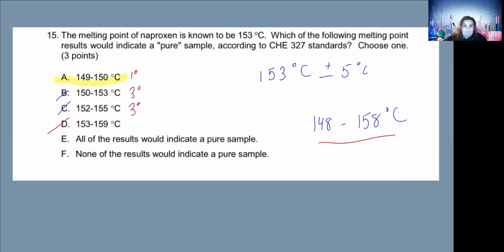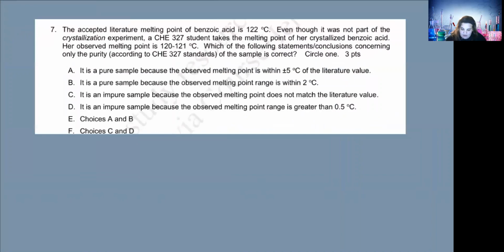Let's keep going. This question, I believe this is a repeat question, but let's roll with it anyways, right? So go ahead, try it out, and then we'll do it together.